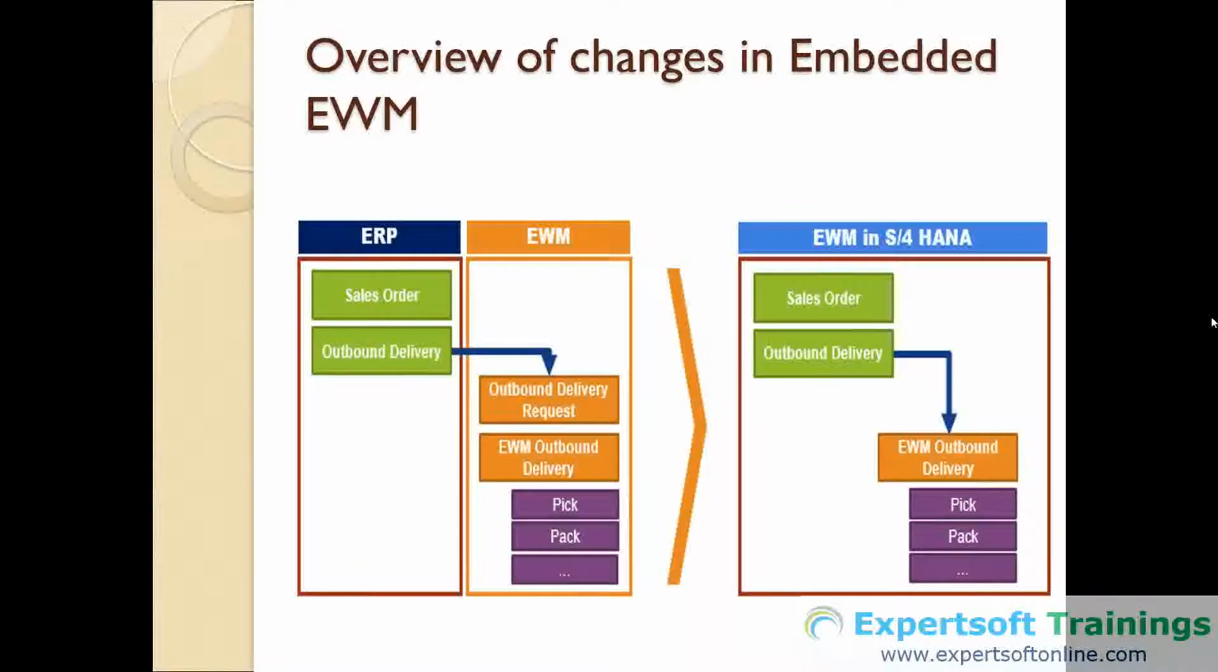And the most important thing I was trying to say is that earlier, in any of the versions, even a decentralized one, once we create a delivery in your ERP system and it gets distributed to any of your WMS systems, we do not have the privilege of changing that particular delivery in the ERP system. But from 1709, the feature given is that though the delivery has been distributed to the EWM system, we can still change your quantities, your batches, your texts, and any of the things.